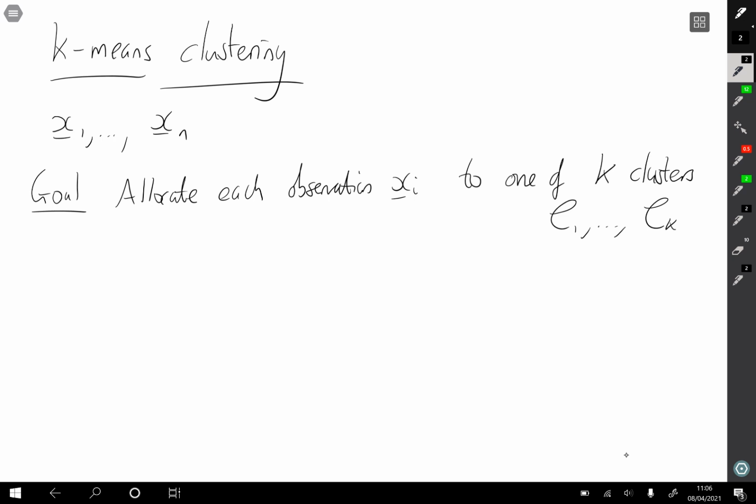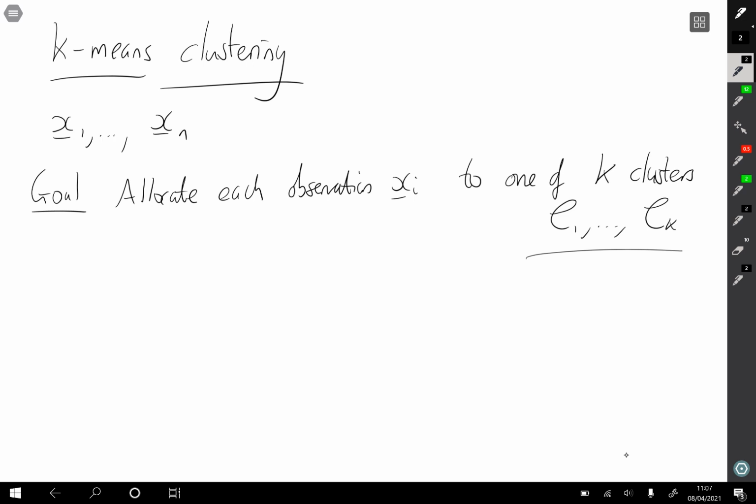So the first clustering method we're going to look at is called K-means clustering. It's a very popular method and it's very simple and very easy to implement and use. So we're going to be in a situation where we imagine we've got n data points again, x1 up to xn, and our goal is going to be to allocate each of the observations xi to one of k clusters, which I'm going to call here C1, C2 up to CK, so that we have k clusters.